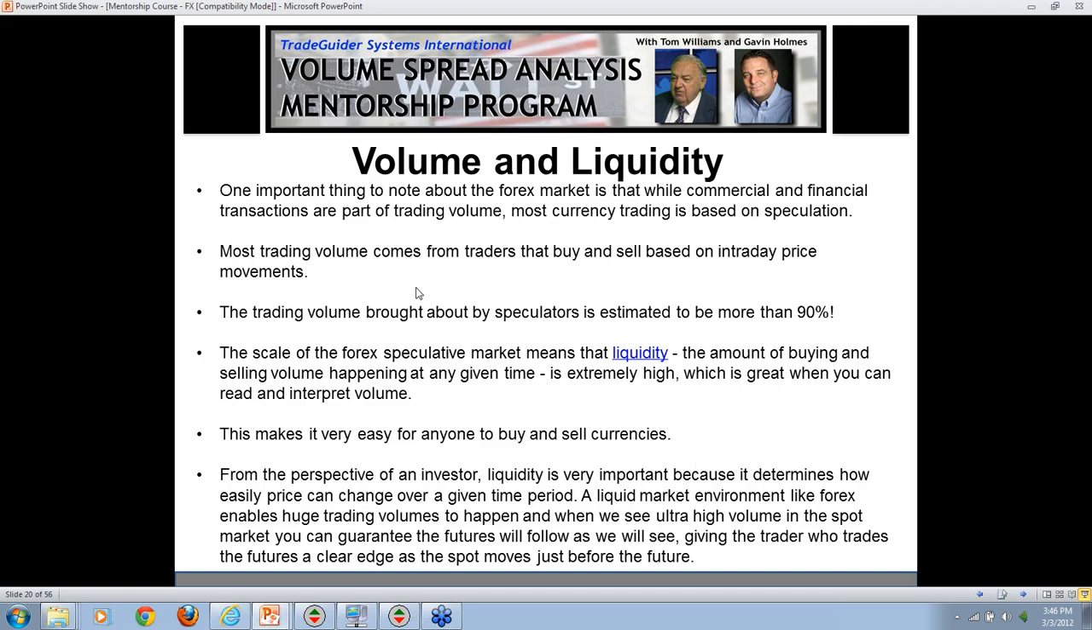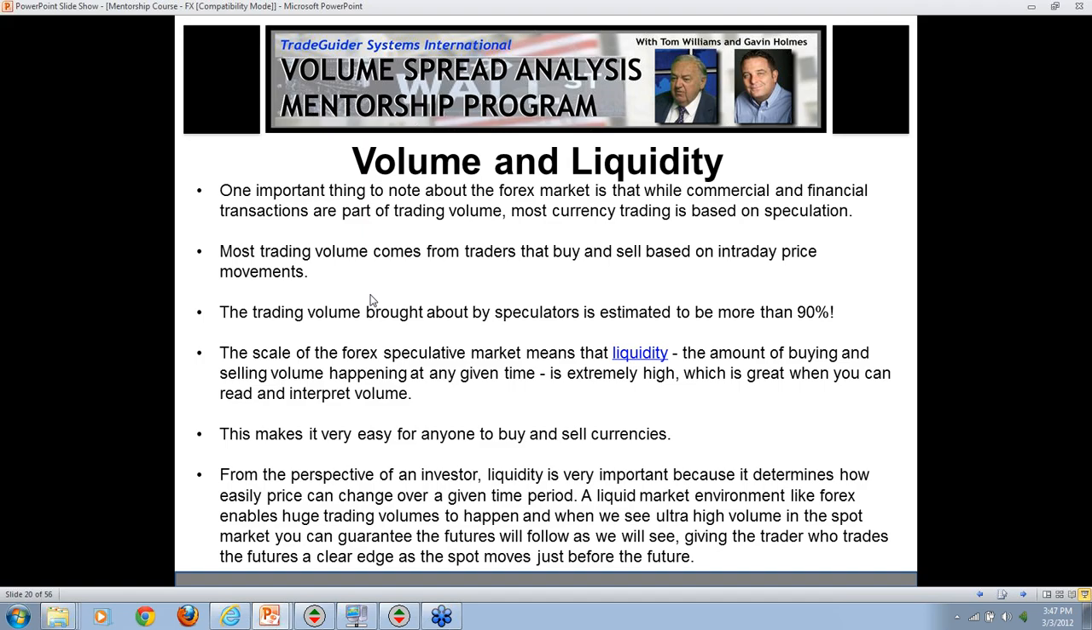Most trading volume comes from traders that buy and sell based on intraday price movements. The Forex market is so liquid. It's constantly moving up and down. If you just look at the tick movements in the different currencies, they never sit still. They're always moving. You very rarely see a time when the price completely stops. It's always doing something, especially in the spot market.